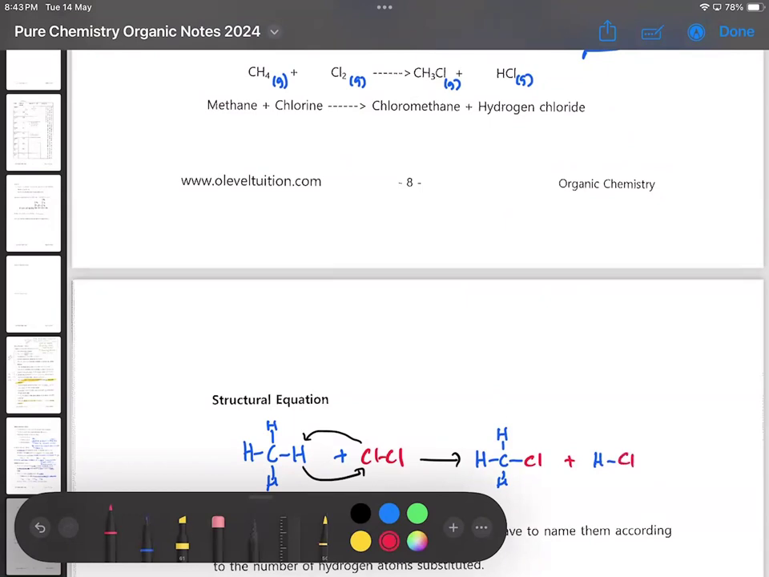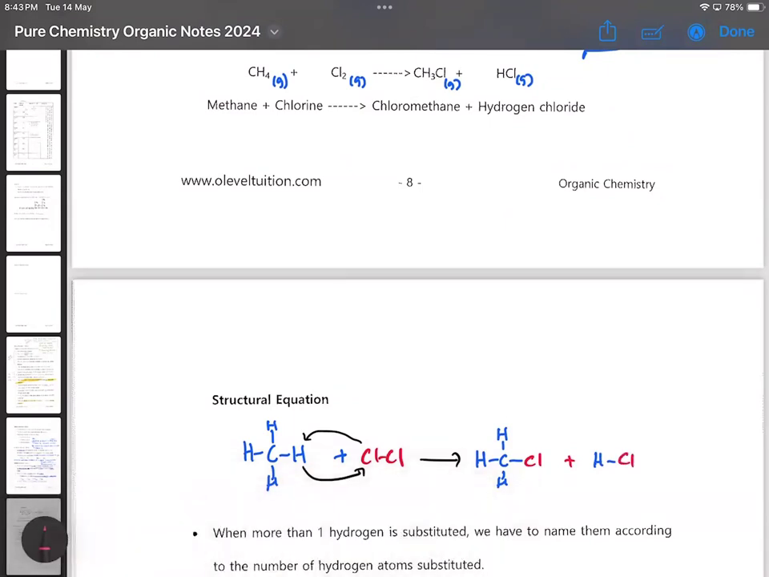And the H get bumped up. Okay, simple. This is called substitution. Okay, next. To understand the substitution process, this is very, very important.